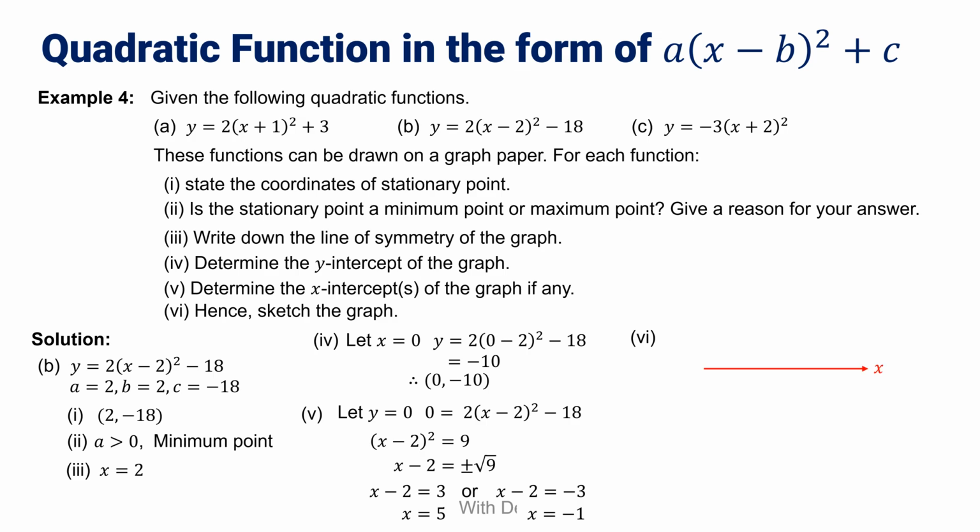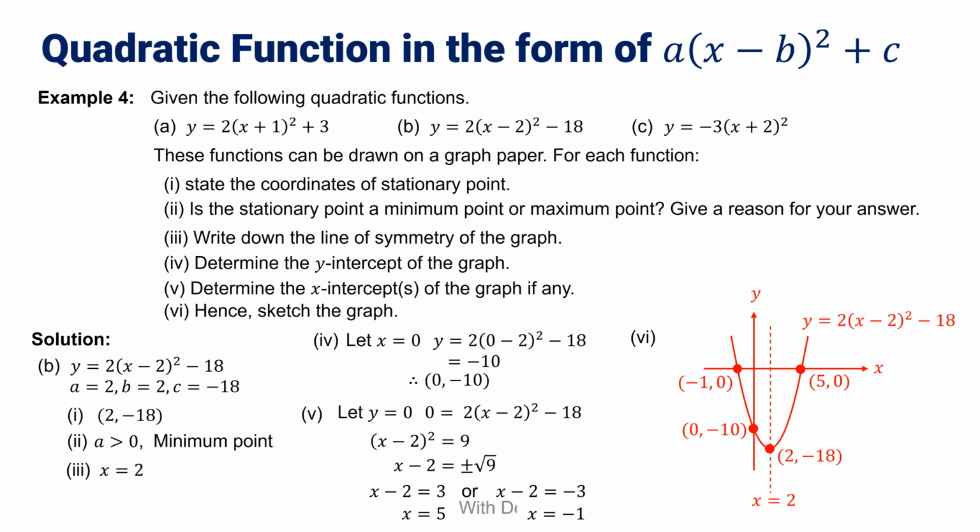Now we can start to sketch a graph. Start with the x-axis. It is a smiley face with two roots. The first root is negative 1, 0, and the second root will be 5, 0. This will be the minimum point with the coordinates of 2, negative 18. This is the y-axis, and this point will be the y-intercept with the coordinates of 0, negative 10. This dotted line is the line of symmetry with the equation of x equals 2. Lastly, let's label the graph. This graph is y equals 2 bracket x minus 2 squared minus 18.